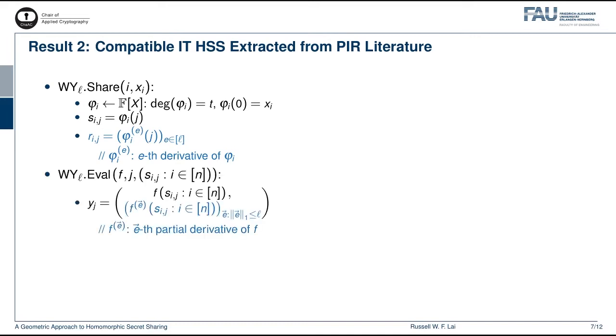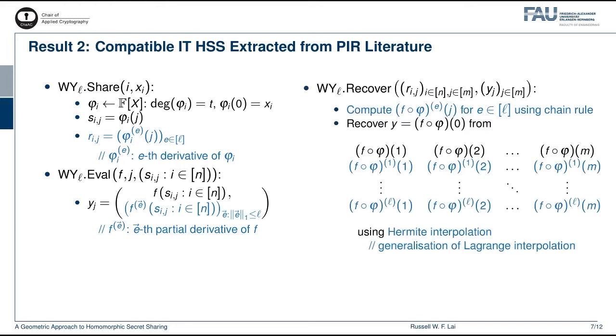For the evaluation algorithm, as in Shamir secret sharing, the server would first evaluate f on the share sij. However, for L greater than 0, the server is also going to compute all the partial derivatives of f up to the Lth order and evaluate all of them at sij as well. All of these evaluation results will be included in the output share. Finally, in the recovery algorithm, the output client would first recover all the derivatives of f composite phi up to the Lth order evaluated at j for all j.